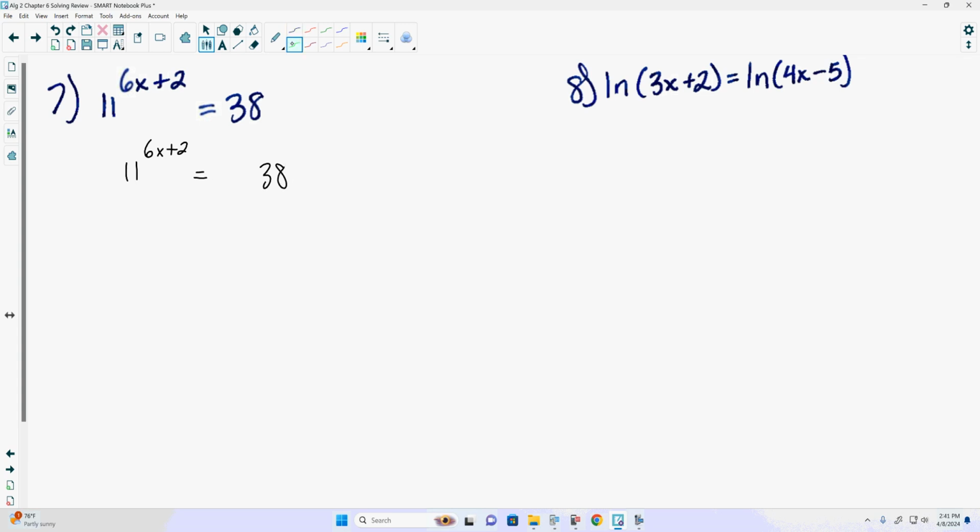So we have 11 to the 6x plus 2 is equal to 38. So the first thing we can do is apply what? We want to take the log base 11 of 11 to the 6x plus 2. On the other side, we have log base 11 of 38. Now our log base 11 of 11 to the 6x plus 2 is going to reduce to 6x plus 2, which is equal to log base 11 of 38.